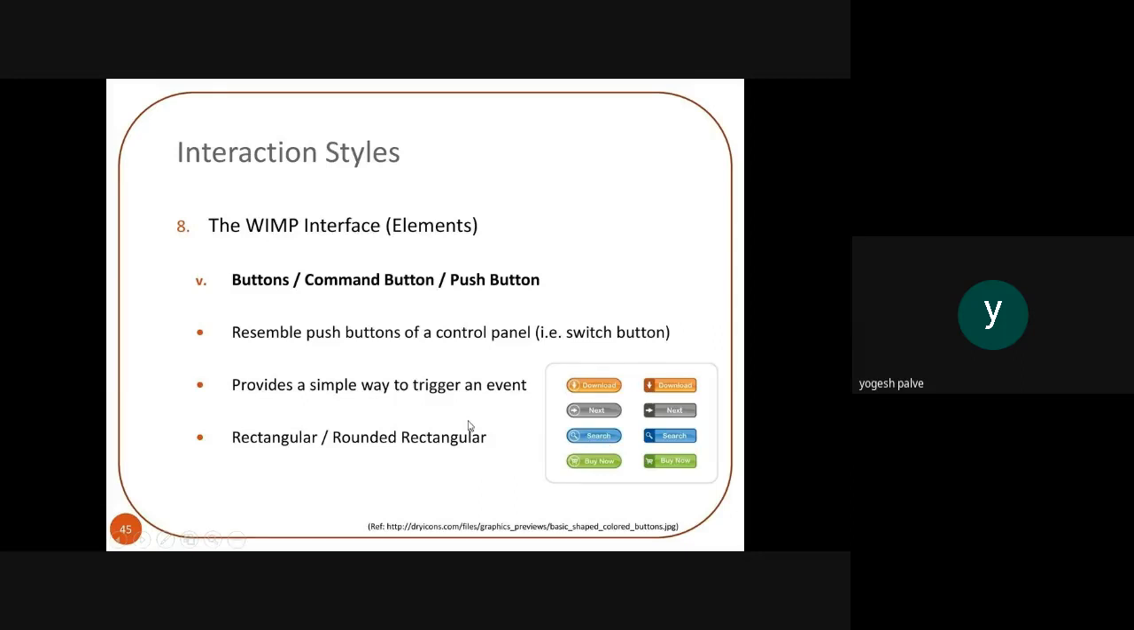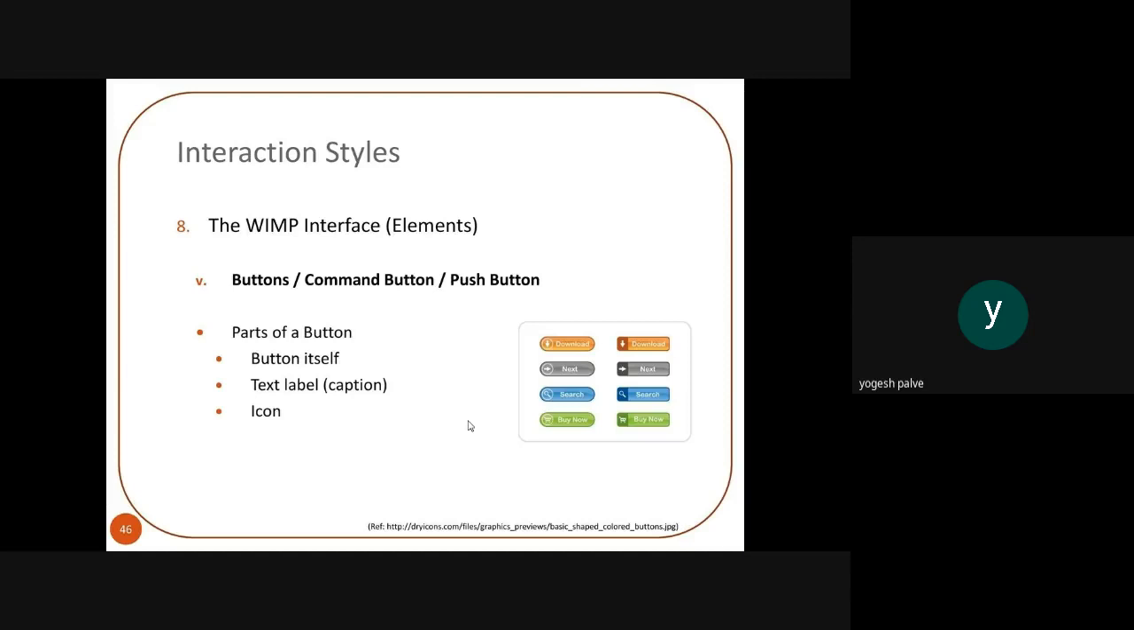It resembles the push button of a control panel, that is the switch button. It provides a simple way to trigger an event. So what exactly is a button? A button also has a specific event, right? As a developer, you have to provide the specific event on that particular button. So whenever the user clicks on that button, the specific task will be performed. Then rectangular and rounded rectangular buttons are also available in the interaction style.